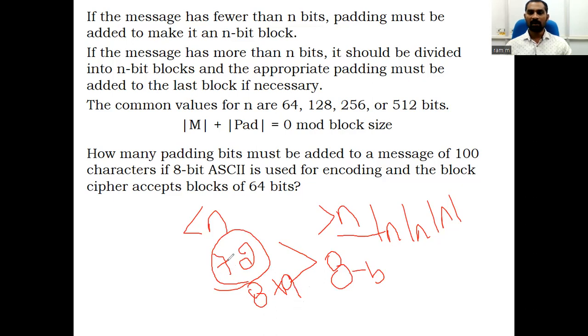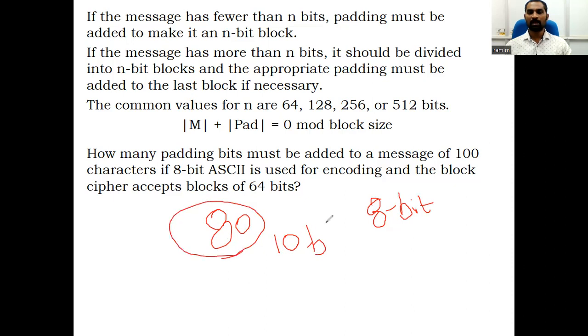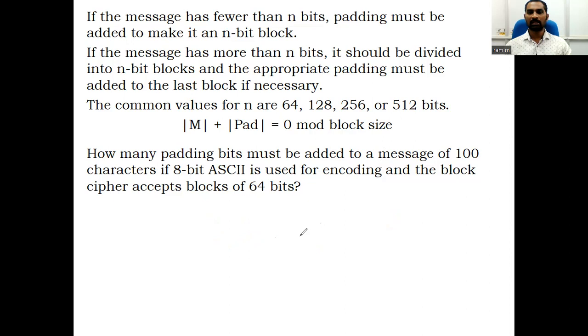But consider I have got data of 80 bits, where my block cipher accepts only 8 bits. Here also there is no problem. I can simply divide it into 10 blocks. So when the given data is exactly divisible by n, there is no problem for us.